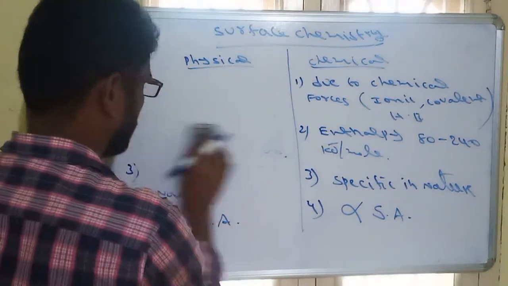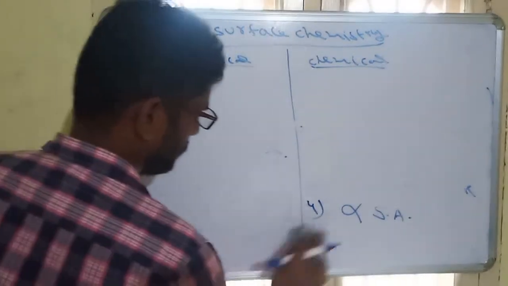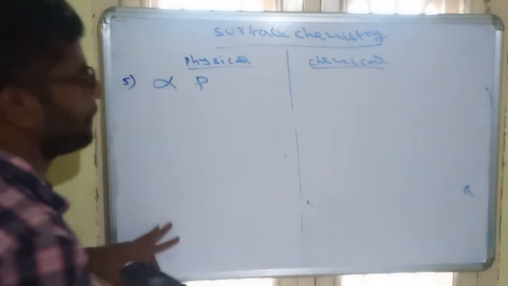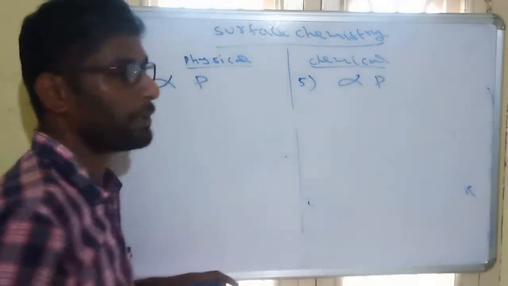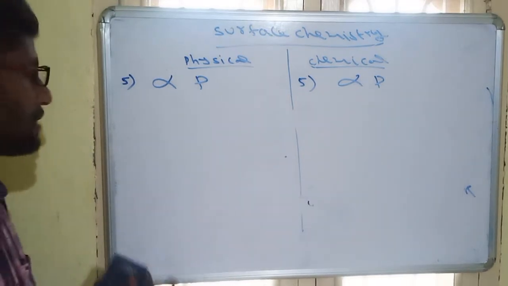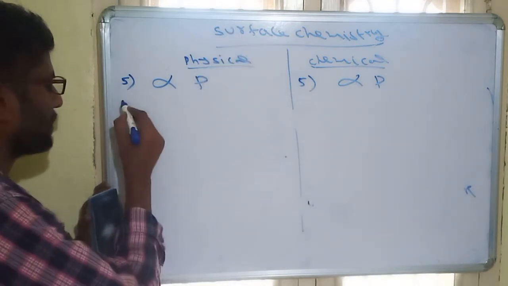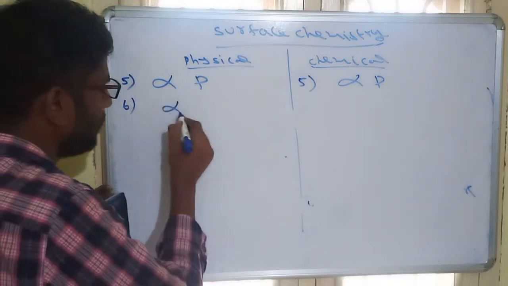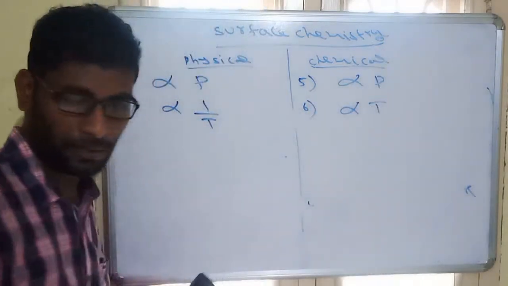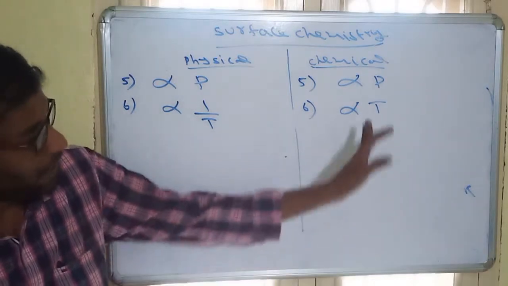The next, the fifth point, is that adsorption is directly proportional to pressure, and it is also directly proportional to pressure for chemical adsorption. When we increase pressure, adsorbing molecules also increase up to some extent. That's why it is directly proportional to pressure. So more pressure, more adsorption takes place, and physical adsorption is inversely related to temperature. But chemical adsorption is directly related to temperature. So pressure and surface area are the same for both, but temperature is inverse for physical and direct for chemical.